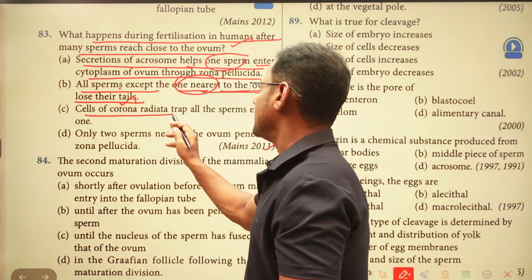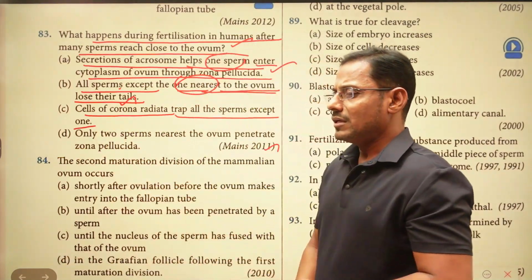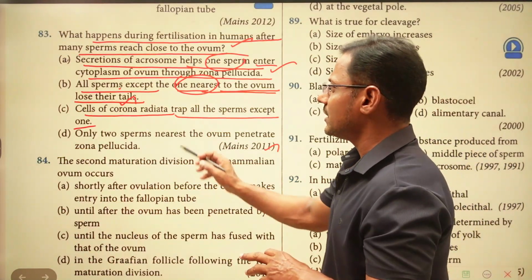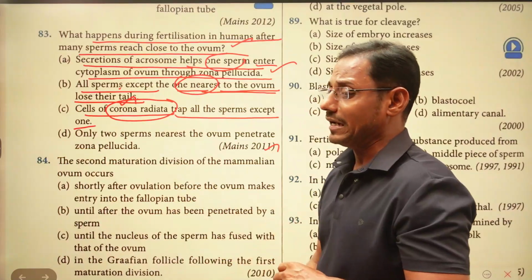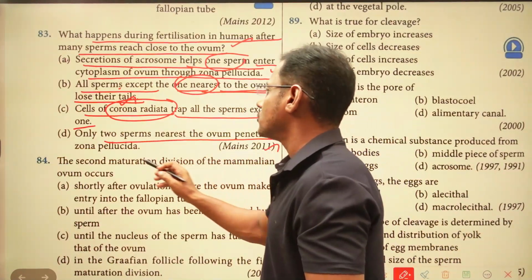Cells of corona radiata trap all the sperm except one. Here the zona pellucida is going to play a vital role, right? Now he is giving corona radiata. No, only two sperms nearest the ovum penetrate the zona pellucida.